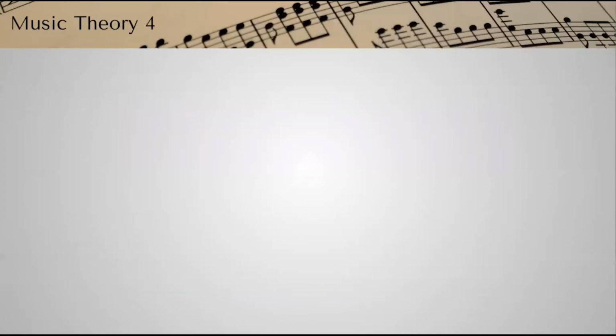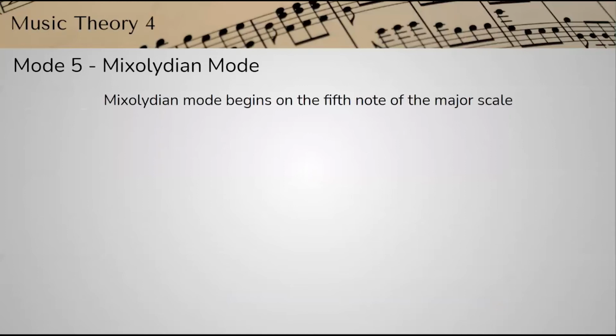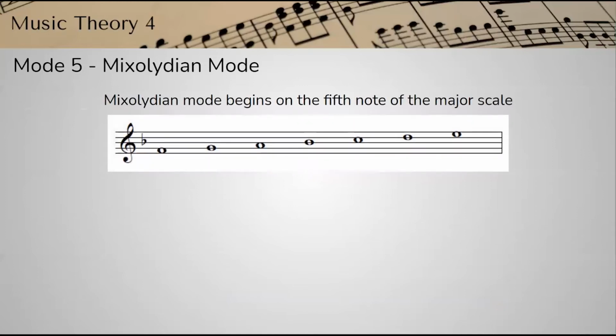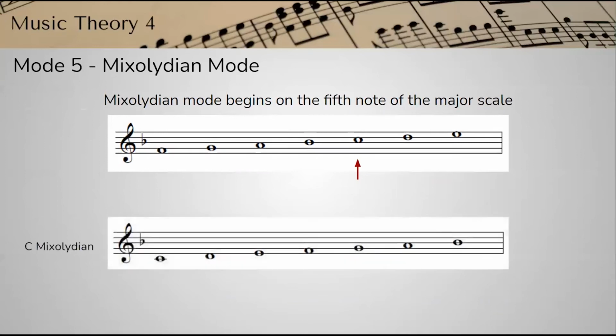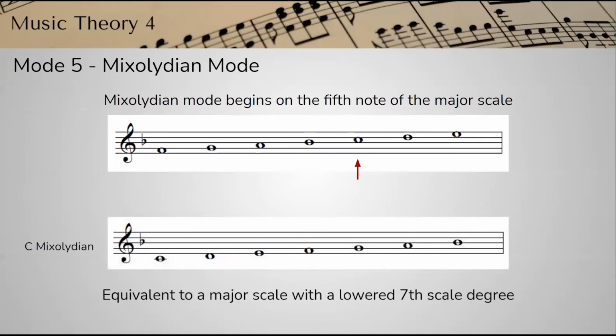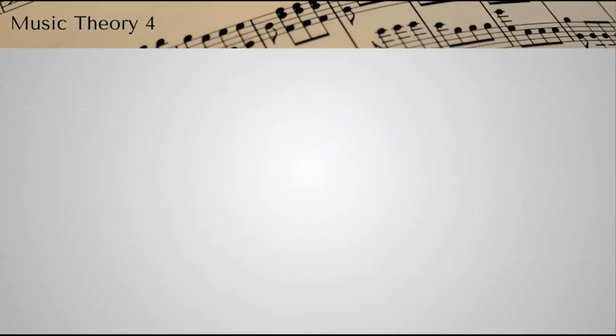Sorry about that. Okay, and then the Mixolydian mode starts on the 5th note of the major scale. So in this case, we'll start on the note C. And C Mixolydian is identical to a major scale, but it has a lowered 7th scale degree. Because C major should have a B natural, but this maintains the B flat from the F major scale, so it has a lowered 7th degree.